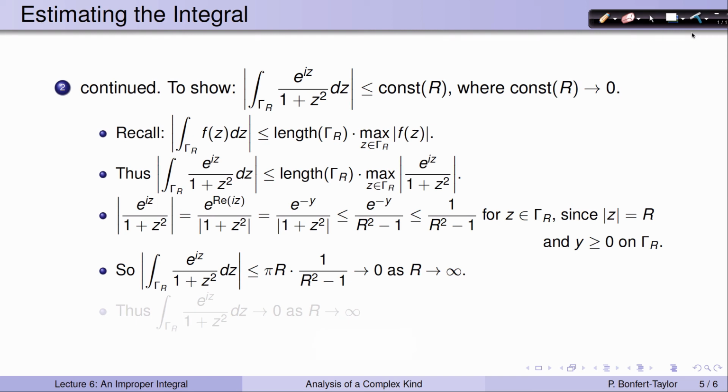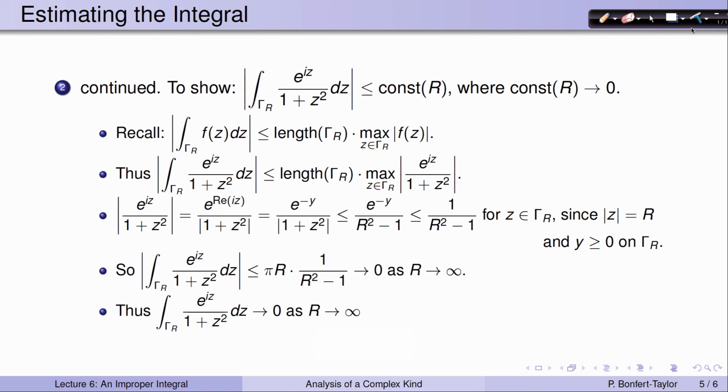So we have seen that the absolute value of the integral is bounded above by the length of the curve, which was pi r, times the maximum of the integrand, which was 1 over r squared minus 1. And what happens to this product as r goes to infinity? Well, the denominator goes to infinity much faster than the numerator. R squared wins over r, and therefore this whole fraction, pi r over r squared minus 1, goes to 0 as r goes to infinity. And that's what we wanted to show. Therefore, the integral of e to the iz over 1 plus z squared over the curve gamma r goes to 0 as r goes to infinity.